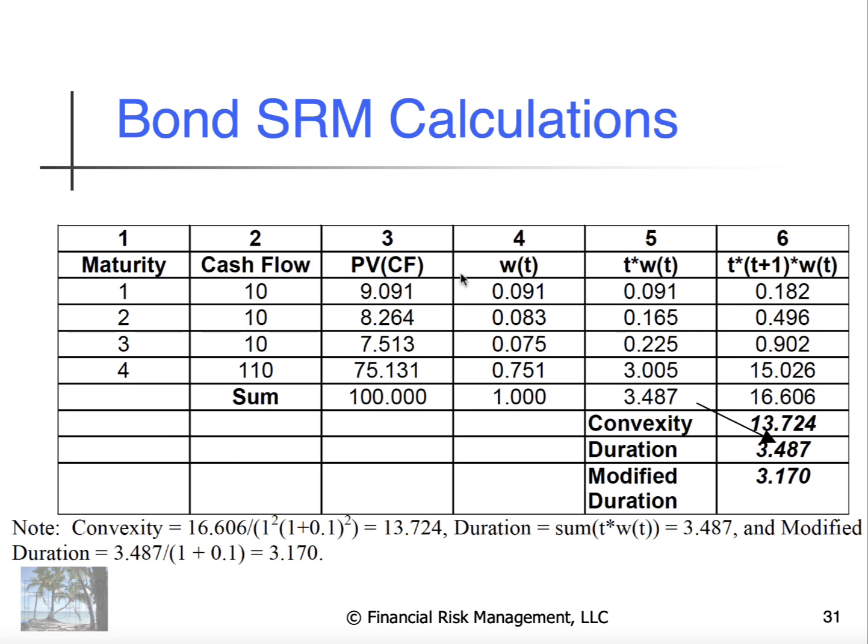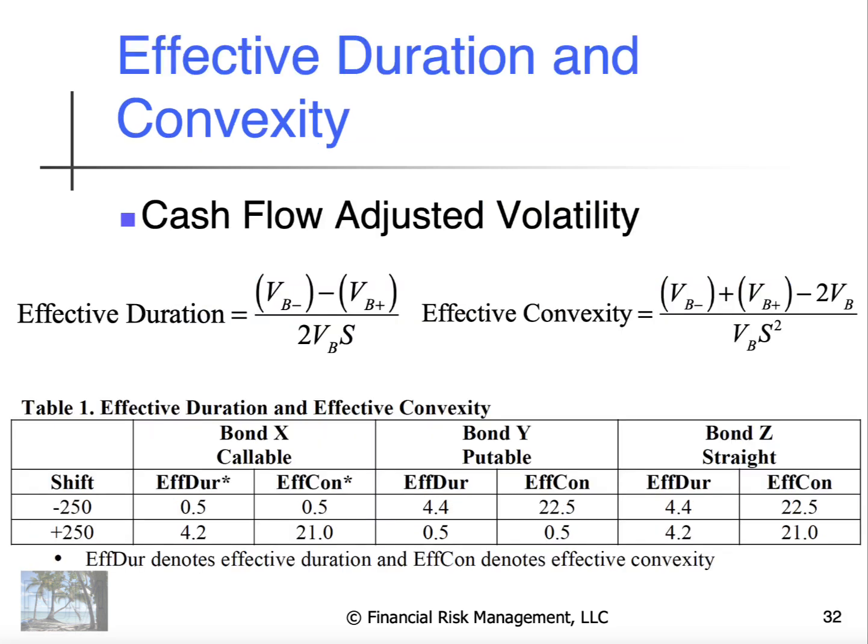This is just a manual calculation of duration and convexity, assuming discrete compounding. And I'm not going to take the time to go through this, but it's probably a good idea to be somewhat familiar with how these things are actually calculated. Effective duration and convexity, again, incorporate the cash flow adjustment features.